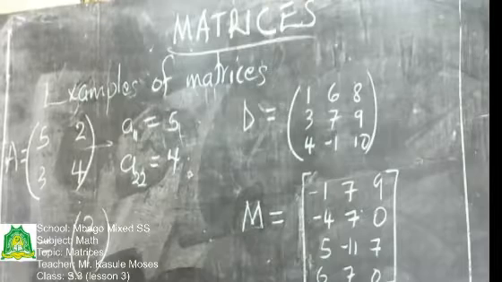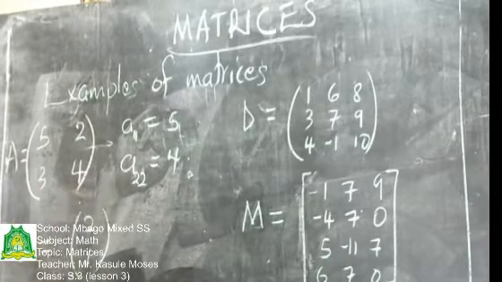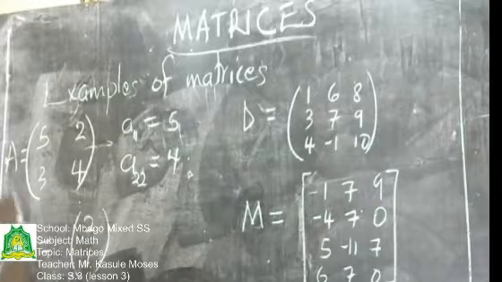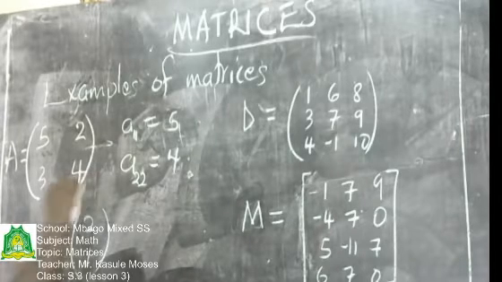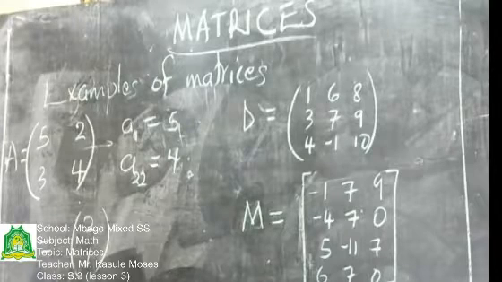Taking you back to how to identify the rows. The rows run horizontal, and the columns run vertical. So when I say row by column, I mean row, the horizontal, and then the vertical. So that is what I mean by rows and columns.